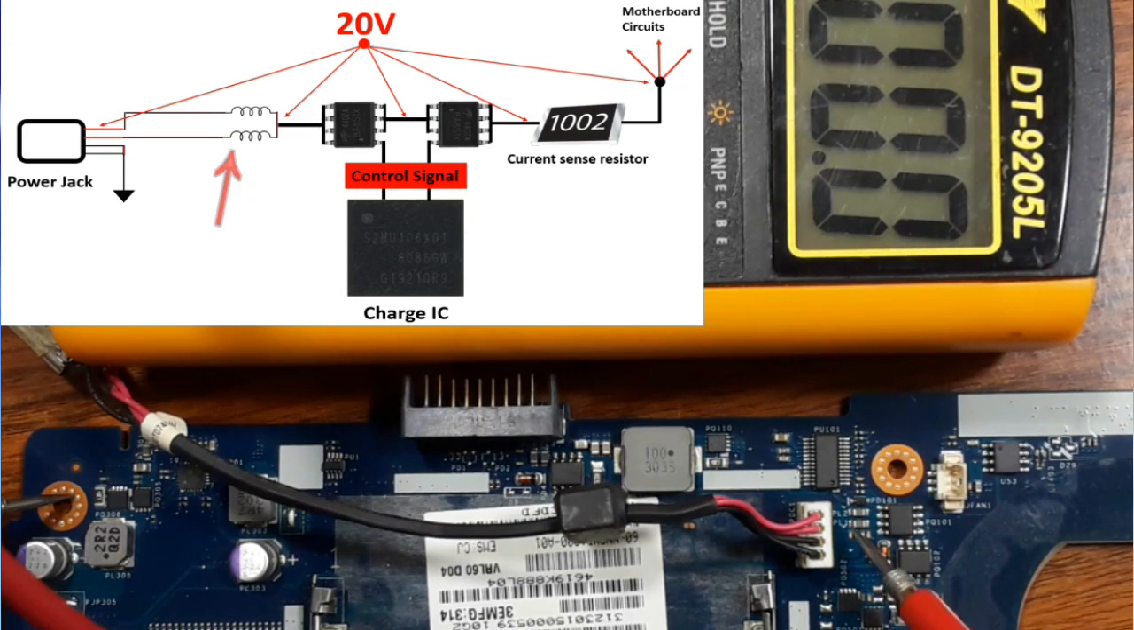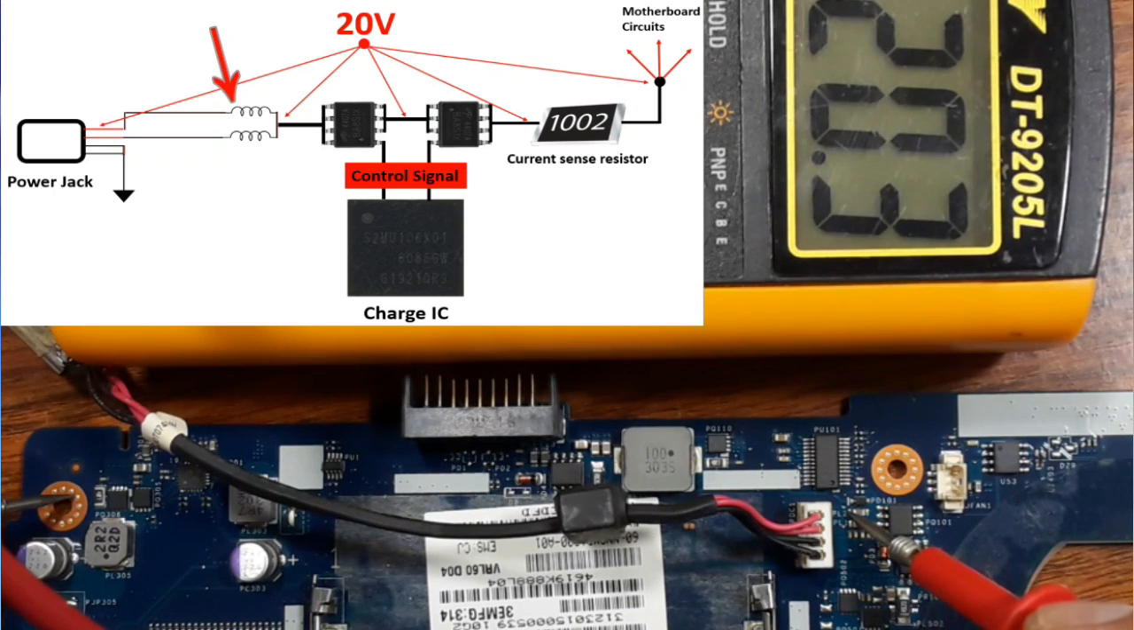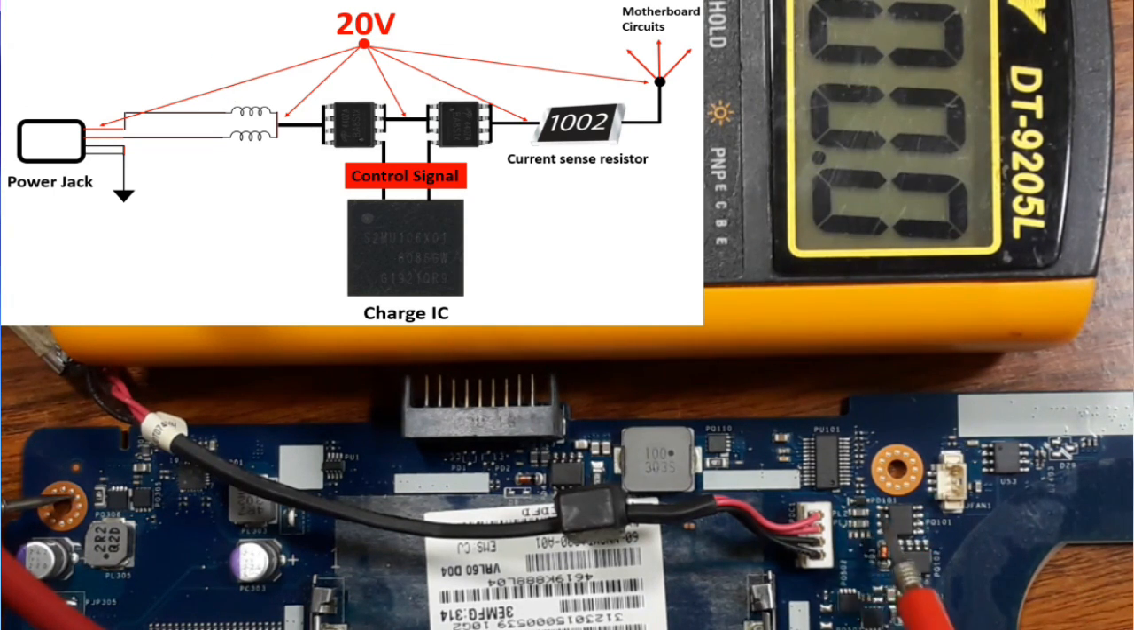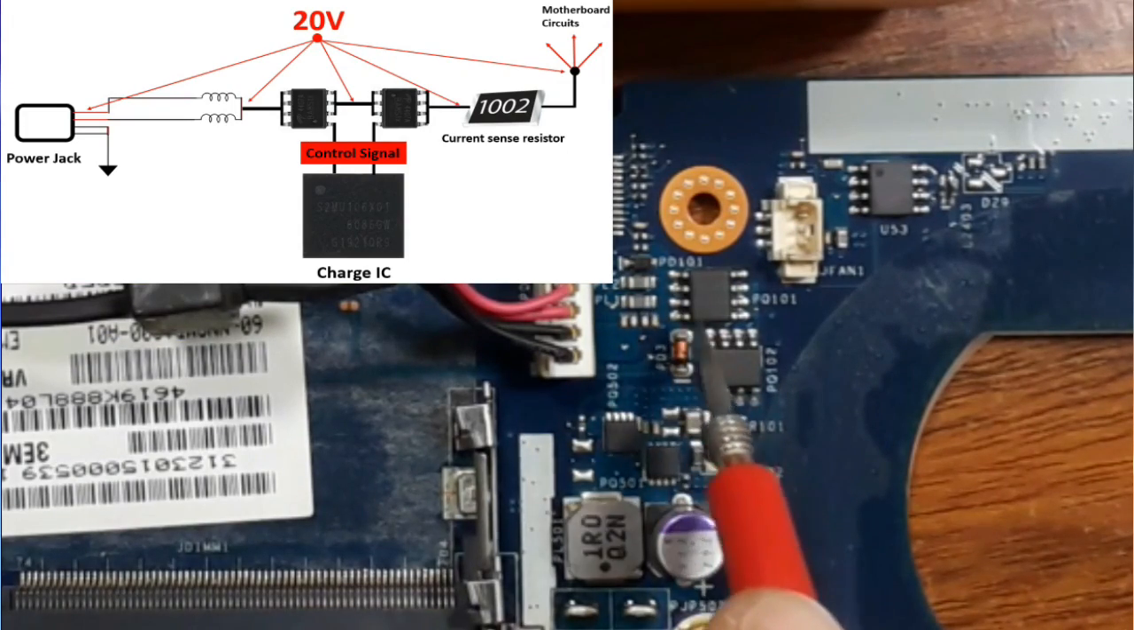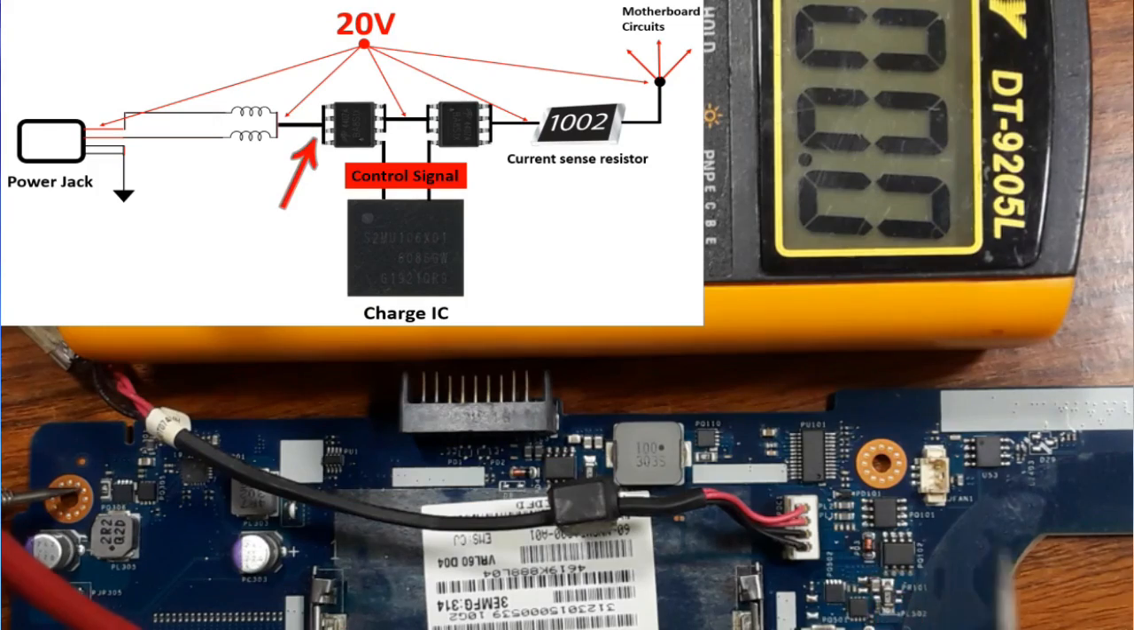So the first coil, I have 20 volt here. Also the second, also 20 volt. 20 volt should be here also in the other side of the coil. Here we have 20 volt. Here we have 20 volt. Good. So now this voltage will pass directly to the drain of this MOSFET. So let's check.